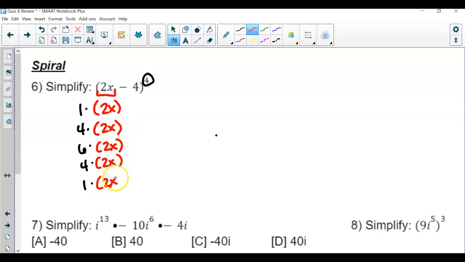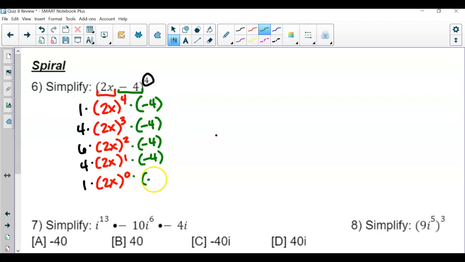Then the exponent is starting at 4, so count down: 4, 3, 2, 1, 0. Then the second term we need to list. In this case, negative 4. So I'm going to keep that all together again in parentheses as I'm listing out my negative 4. Then with the exponent, now we go bottom to the top: 4, 3, 2, 1, 0.